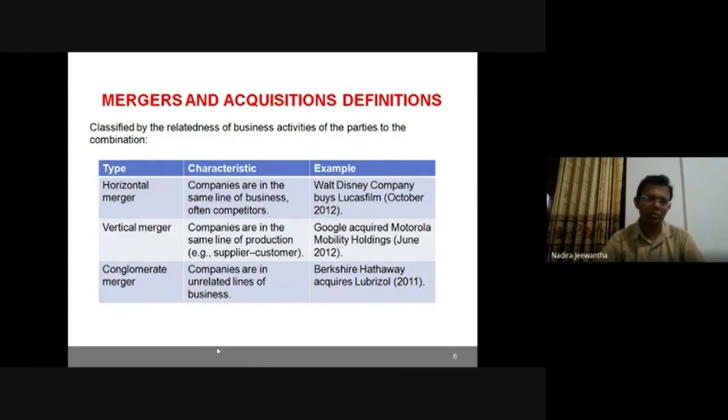Just see, it is all in the tute: vertical merger. There are two types, that is forward integration and backward integration. Now what is forward integration? Now when you take, what do you call this?